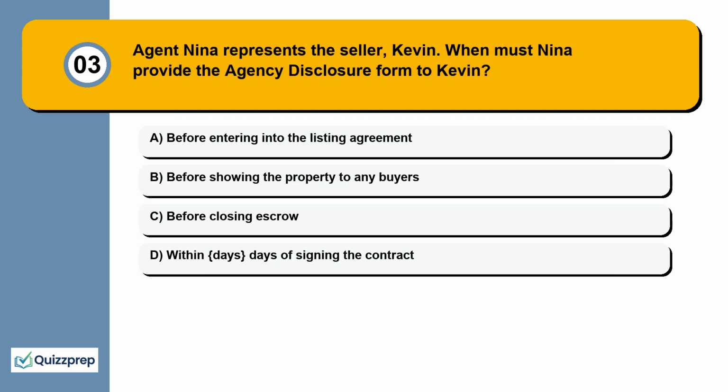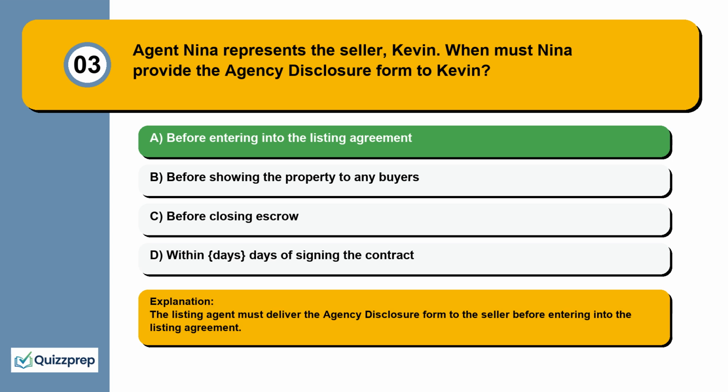Question 3. Agent Nina represents the seller, Kevin. When must Nina provide the agency disclosure form to Kevin? Before entering into the listing agreement, before showing the property to any buyers, before closing escrow, within days of signing the contract.